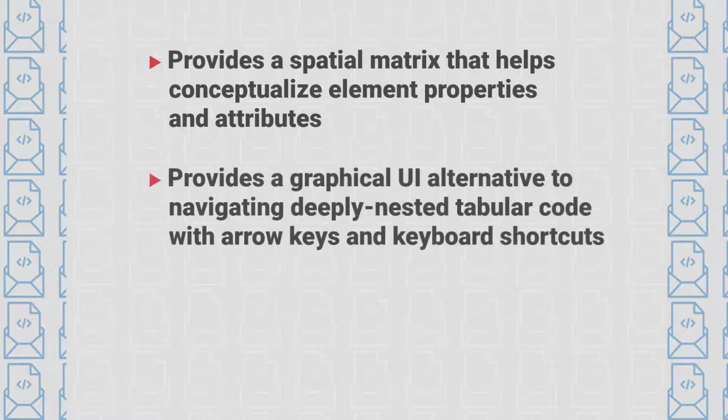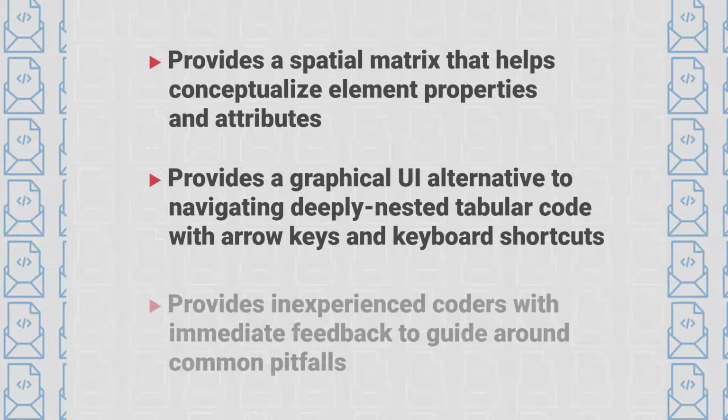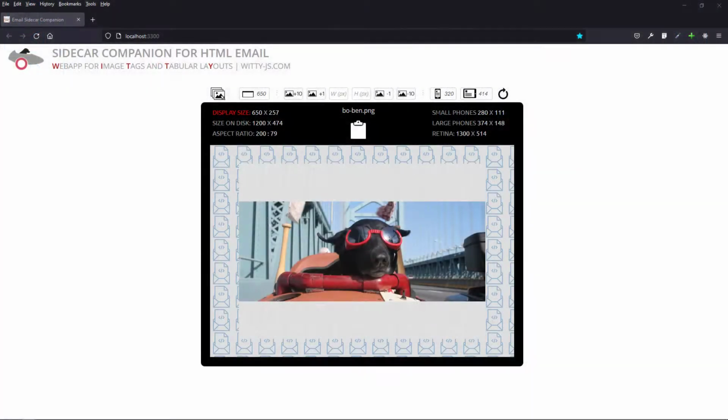Second, the Sidecar allows you to scaffold out your email structure with the mouse and the tab key rather than with arrow keys and editor-specific shortcuts. And third, and this is crucial for beginning and intermediate coders, it provides immediate, specific feedback to the user that helps them self-correct, thereby avoiding common errors which often leave one frustrated and discouraged. And that wraps up this brief demo series on the Sidecar Companion for HTML email.